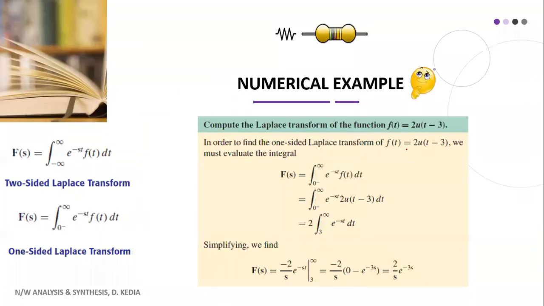So this is a numerical example. I think I had covered this example in the last class also, but just for the sake of repetition and reinforcement of your concept, I consider it again. So we have to find the Laplace transform of a time domain function f(t), which is defined as 2 times u of (t minus 3). Okay, so students, here you can solve this numerical in two ways. One is by applying the integral expression directly, and second is you can use the properties of Laplace transform also.